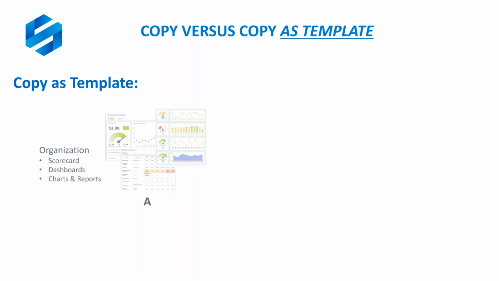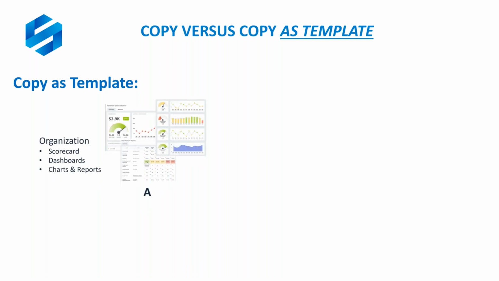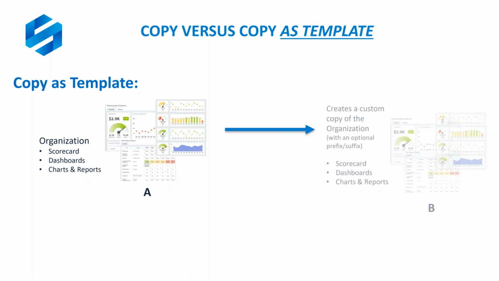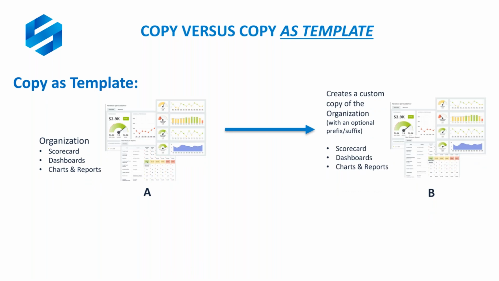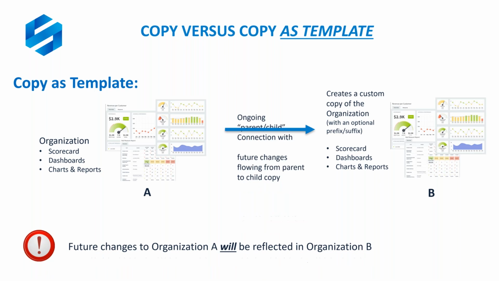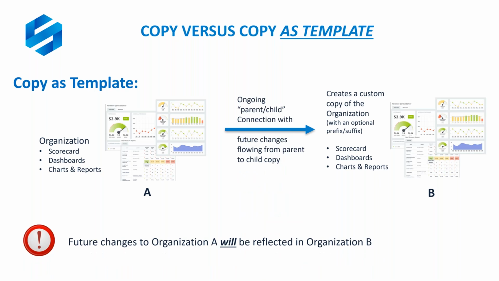Then let's move on to the discussion of KPI as template. In KPI as template, you're starting with copying an organization, all of its underlying scorecards, dashboards, charts, and reports, and you're making a copy of it. Again, it's going to be an exact copy. It is a little more customizable in that you can name it while you're creating it, and if desired, you can add some additional prefix or suffix qualifiers to the name of elements that exist under the new KPI as template organization.